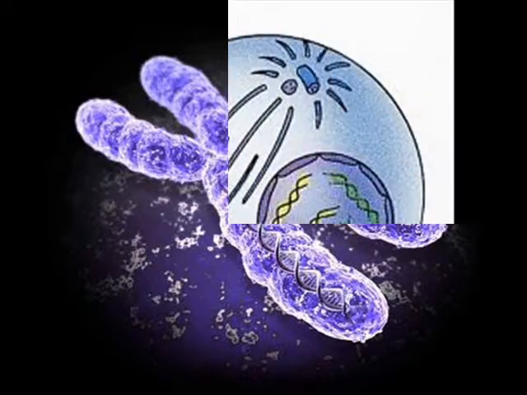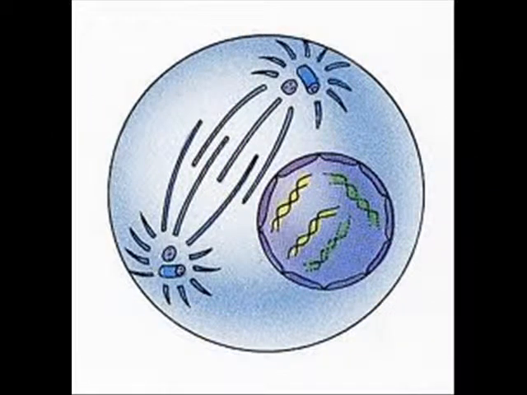Cell division is divided into two parts, division of the nucleus, which is called mitosis, and division of the cytoplasm, which is called cytokinesis. The first step in mitosis is prophase. During this time, the chromatids condense and thicken, the nuclear membrane and nucleolus disappear, and the centrioles move to opposite ends of the cell, forming spindle fibers between them as they move.